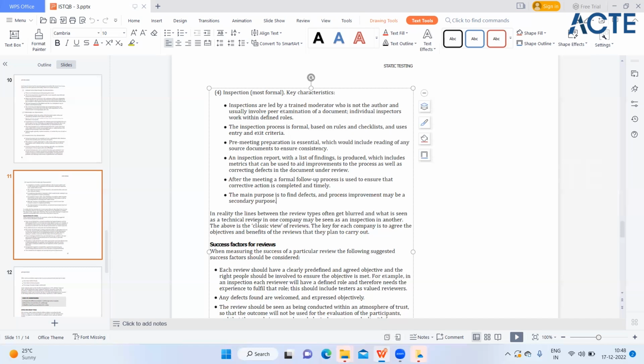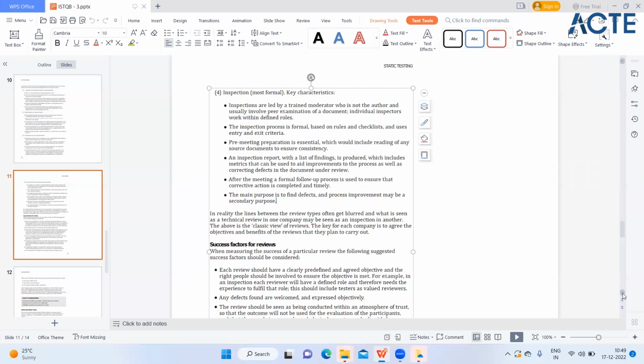In reality, the lines between the review processes often get blurred, and what is seen as a technical review in one company may be seen as an inspection in another. So it depends, like maybe a technical person will be involved in a technical review in one organization, and in another organization they make him an inspection leader. So this depends on company to company. The above is the classic view of reviews. The key for each company is to agree on the objectives and benefits of the reviews they plan to carry out.